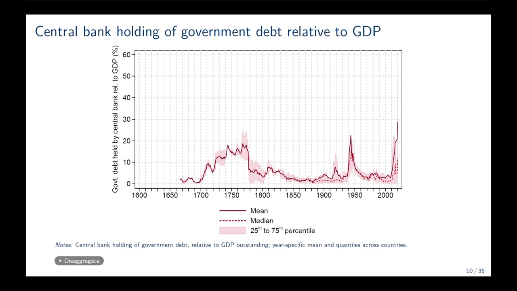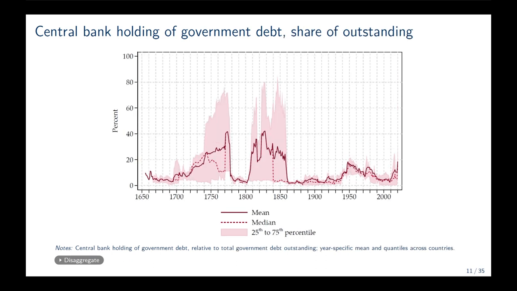The same actually happens if you scale central bank holdings of government debt relative to GDP. Again, it looks quite unprecedented: we're almost at levels that were typically reserved for war times, and we're, at least in the major economies, in peace right now. But again, if you scale this by the share of government debt outstanding, things look a little bit more benign.